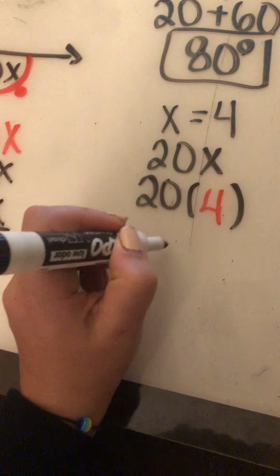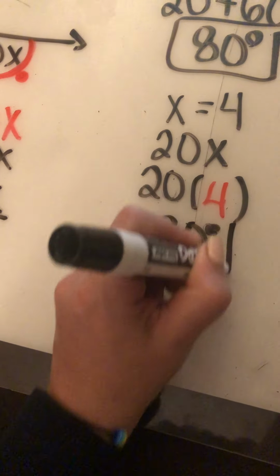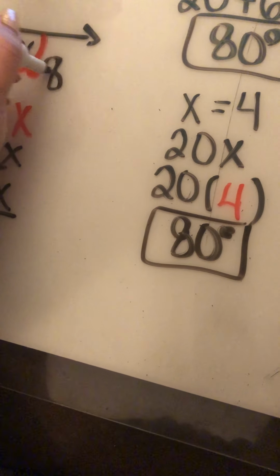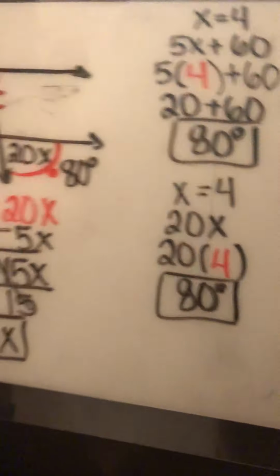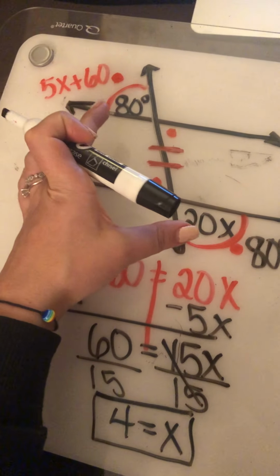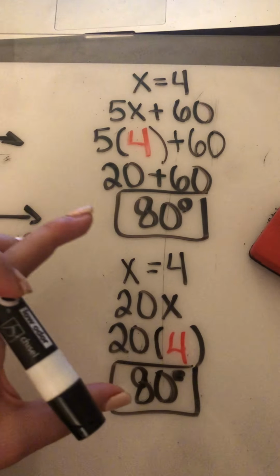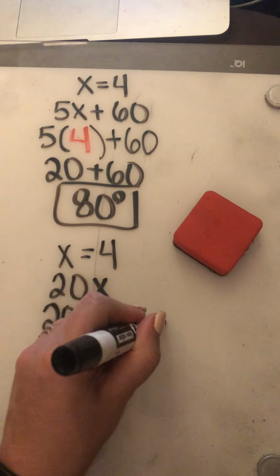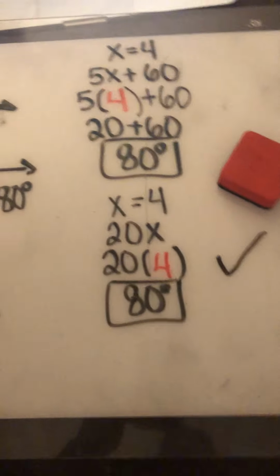And 20 times 4 gives us our 80 degrees. So this angle is also going to be 80 degrees. Now, quick check. We said earlier that these angles should be equal to each other. Did they come out equal in our work? Yes, they did. So I know that we are correct and I can submit that answer.